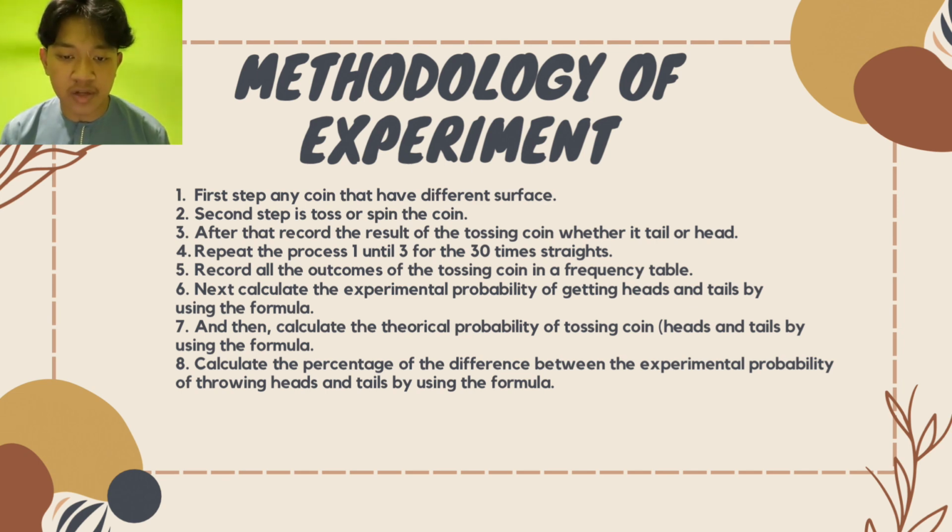Next, we are going to record all the outcomes of the coin tosses in a frequency table. After that, we're going to calculate the experimental probability of getting heads or tails using a formula. We are also going to calculate the theoretical probability of tossing a coin using a formula. And then lastly, we're going to calculate the percentage of difference between the experimental probability and the theoretical probability of throwing heads using a formula.